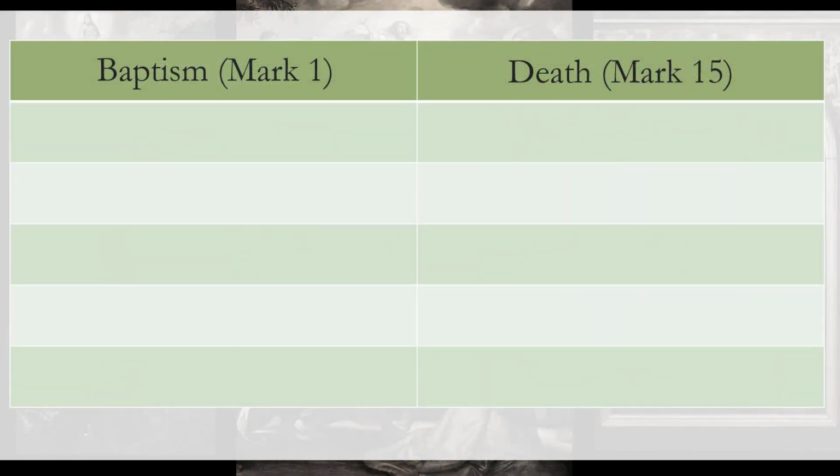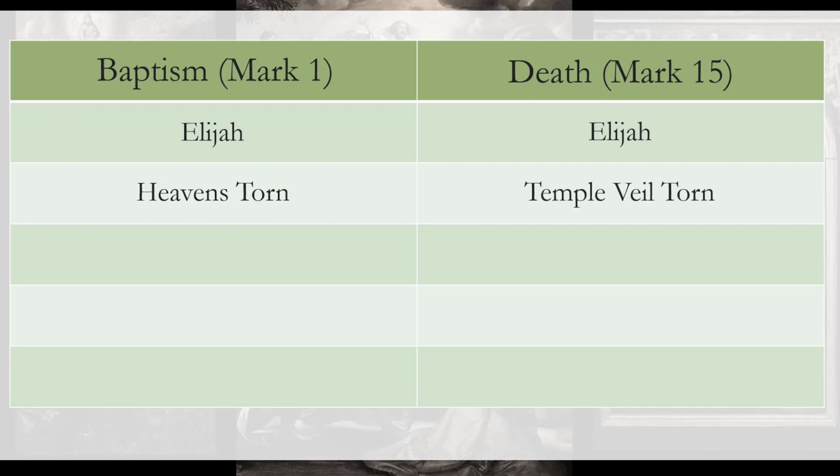And the five details look like this. They start out at the baptism, there's a mention of Elijah. At the death in Mark 15, there's a mention of Elijah. And you have to remember, Elijah precedes the Messiah. In both cases, Elijah is preceding something that's going to happen with Jesus. At the baptism, we see that the heavens are torn open. We'll talk about that in a minute. At the death, the temple veil is torn. At the baptism, the Spirit then shows up and it descends.